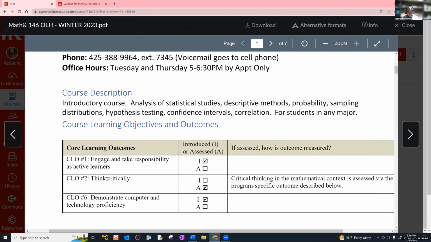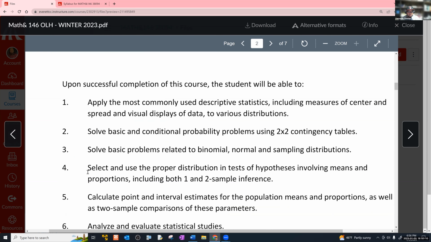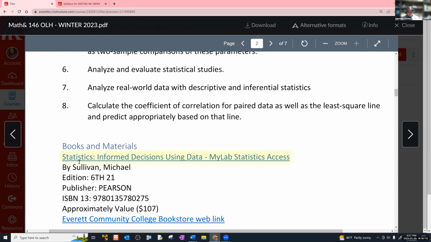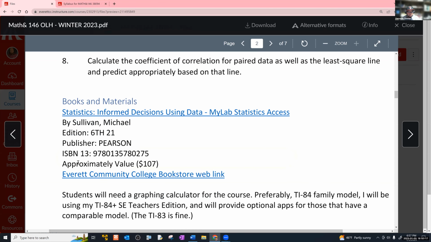All right, let's go through this. This is all good stuff. Some of the outcomes and completions is good. So questions about the book now.